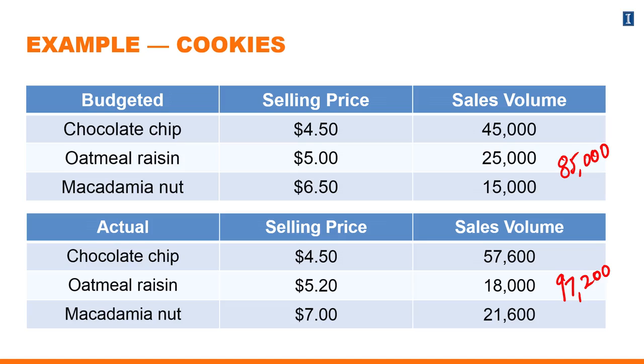So now let's calculate the revenue variances for one of these cookies. And let's focus on the chocolate chip. So in using the budgeted information and using our generic framework for calculating revenue variances, we can start over at the completely budgeted column. All information is as planned.